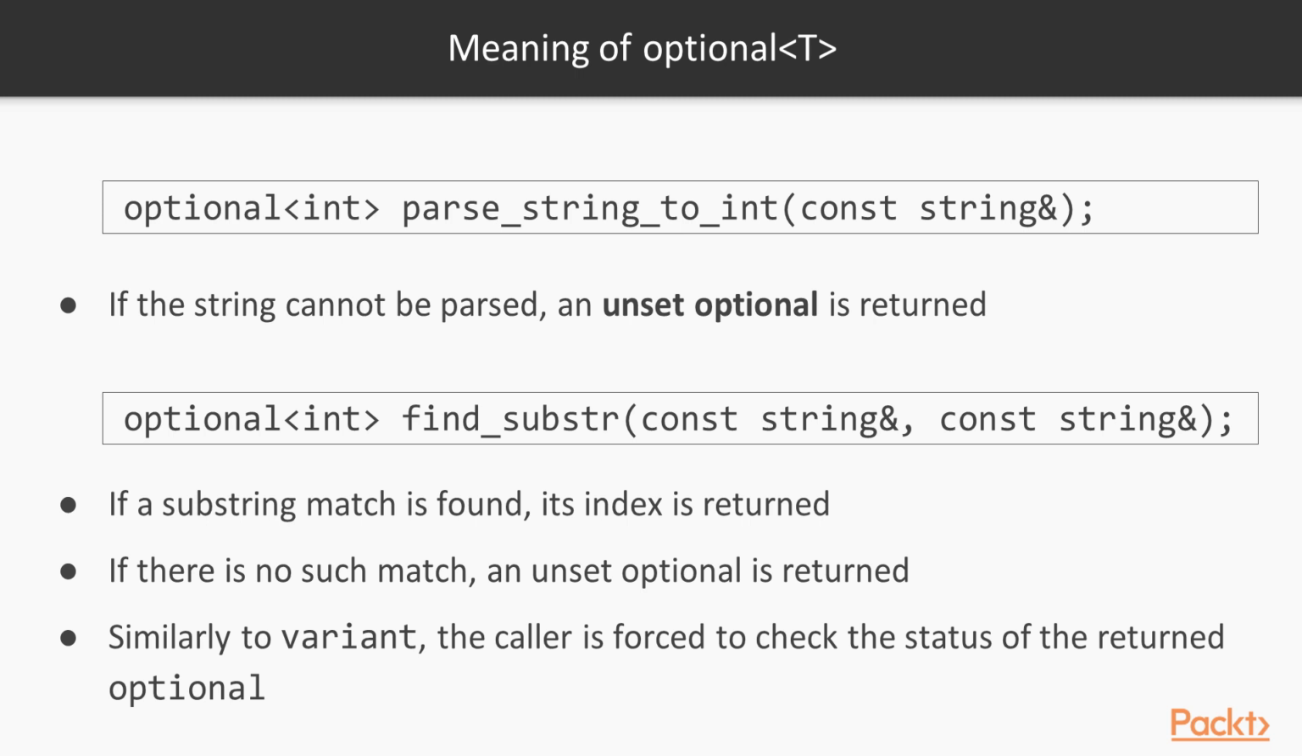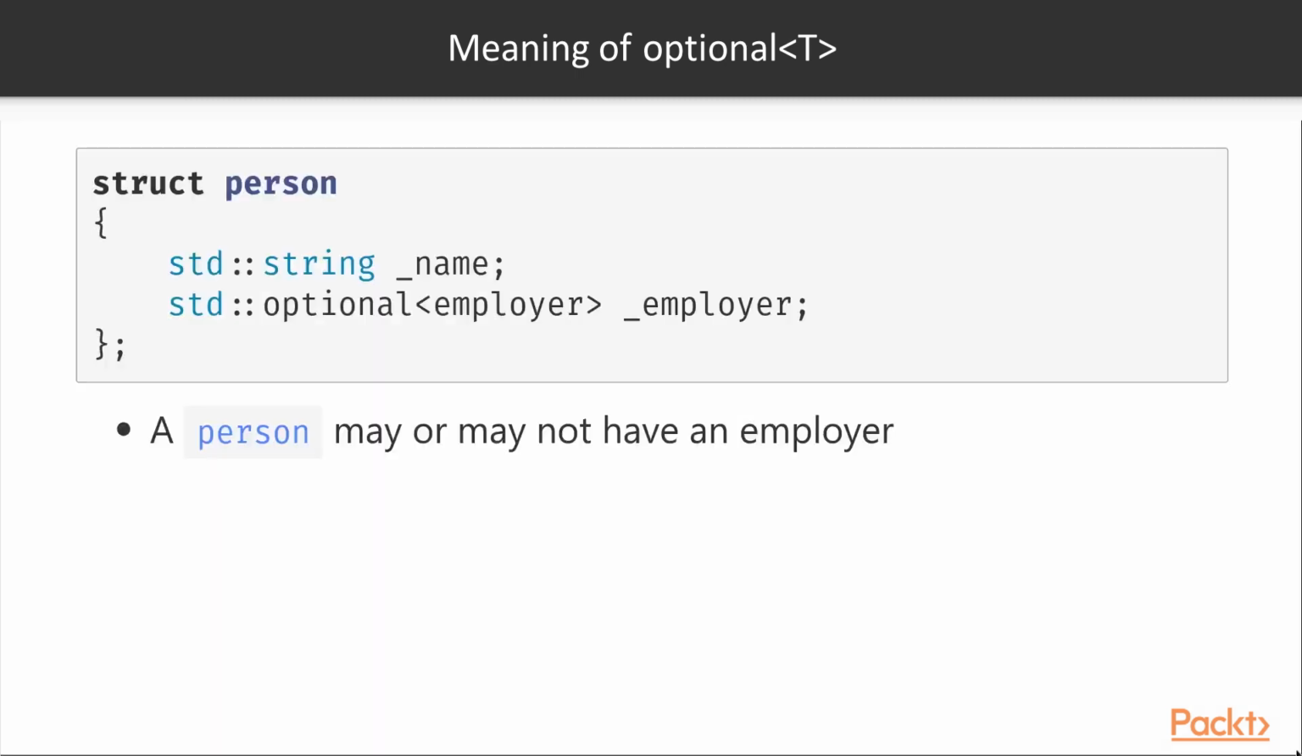The benefit of this kind of interface is that, similarly to variant, the caller knows that this can fail from the signature of the function, and the caller is forced to check the status of the optional in order to get expected behavior. Optionals can also be useful inside data structures. In this case, you're trying to model a person, who will always have a name, but he or she might or might not have an employer. So you could say std::optional of employer to represent that empty state.